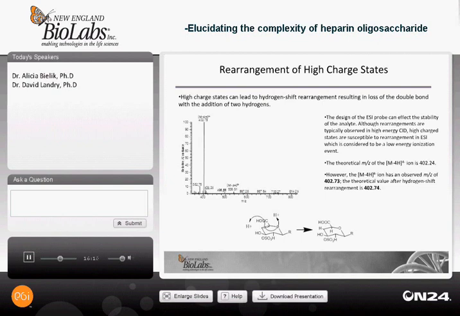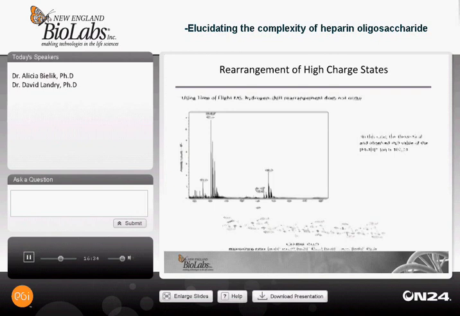However, after hydrogen shift rearrangement, the theoretical mass to charge would be 402.74, showing that this is a hydrogen charge rearrangement. To prove that this isn't just mass calibration of the instrument or an incorrect mass of the hexasaccharide itself, if we spray the exact same heparin hexasaccharide onto a time of flight mass spectrometer, hydrogen shift rearrangement does not occur. The theoretical mass is 402.24, and the 4- ion on the top is exactly 402.24, showing that in the ion trap it truly is hydrogen charge state rearrangement.